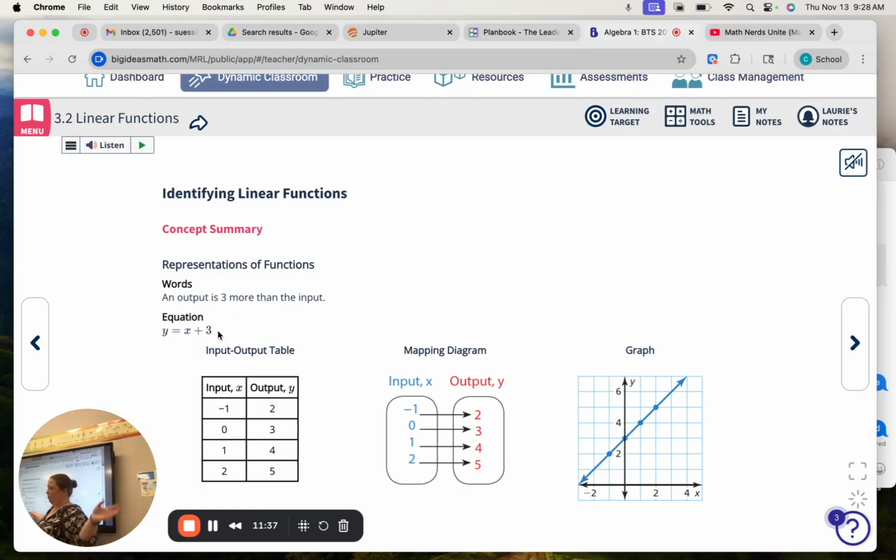That was from lesson 3.1. This is a mapping diagram. It's just a fancier version of a table. They look identical. Is there one output for one input? Yes. And our last way to test is, does it create a straight line? So these are all ways to test whether you are looking at a linear function. All right? Excellent.